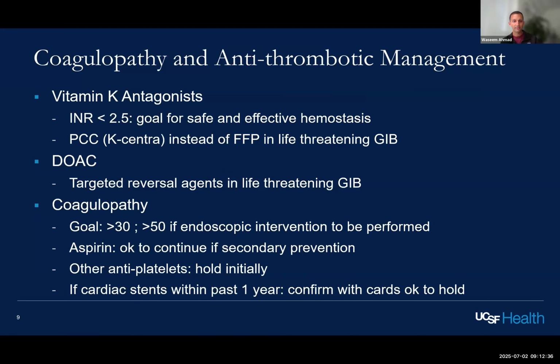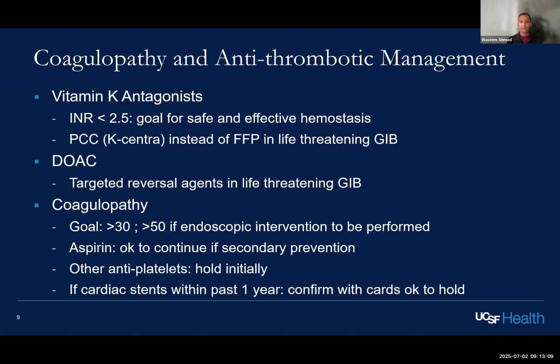Now, the part of this talk that can also complement the upper GI bleeding is what to do with coagulopathy and antithrombotic management. So for us, when it comes to vitamin K antagonists and you get a high INR, what to do? Often we'll run into this in the situation of someone that is on Coumadin for cardiovascular issues and then their INR shot up, or you may have a decompensated cirrhotic patient and their INR is up. What do we do in terms of bringing that down?